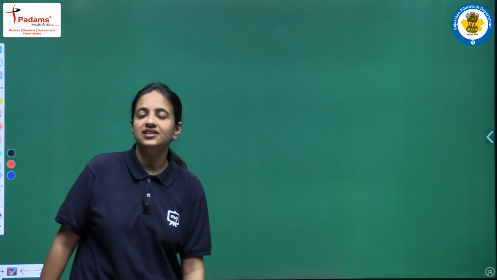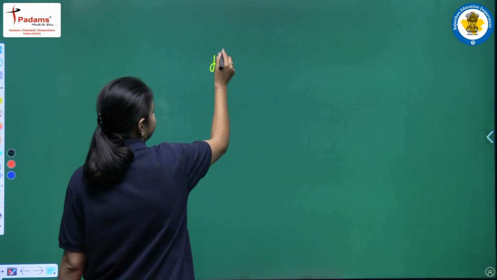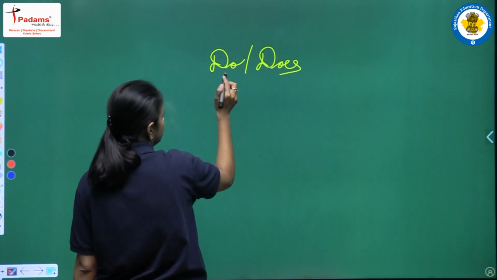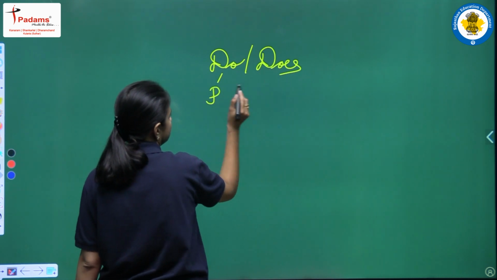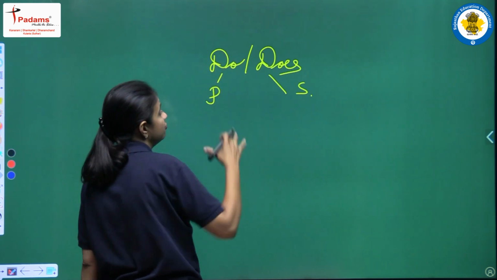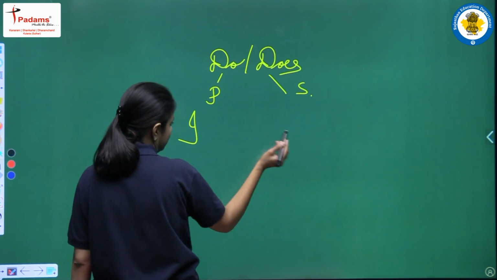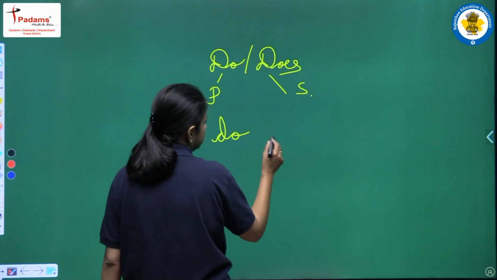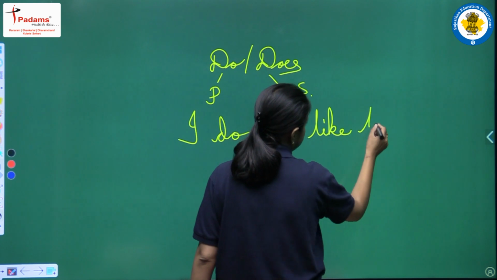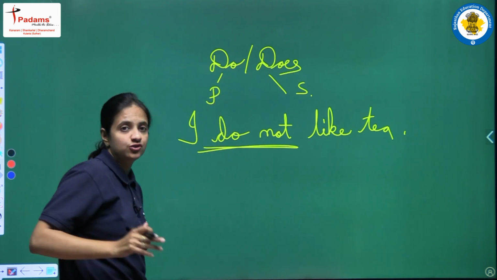So first of all we discussed present simple tense. In that tense we were having do and does, right? So what did we read? We read that do comes for plural, and does comes for singular, and we were adding do with I. Suppose I am writing one sentence, I do not like tea. So for I we were using do, that is used for plural, right?